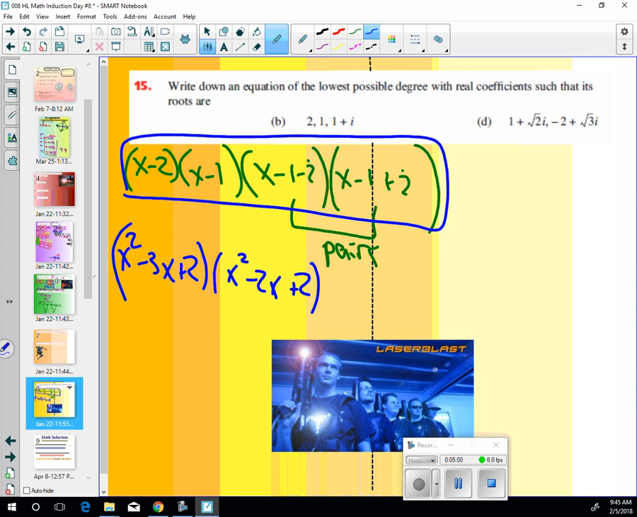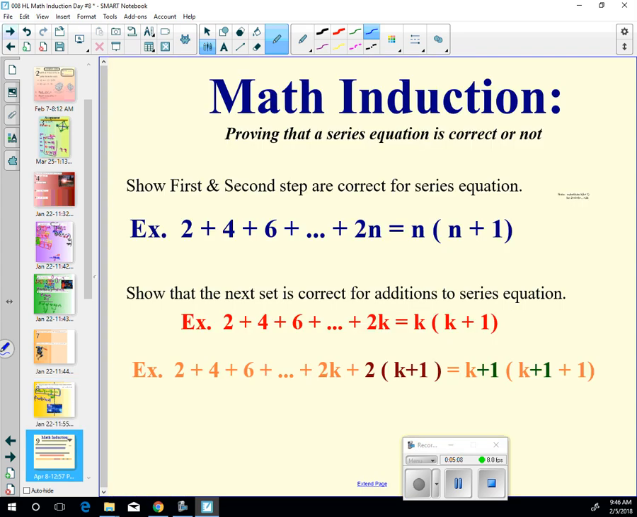How many factors will this one have in part D? 4. Yep. You don't have to multiply those out. I think you got it.